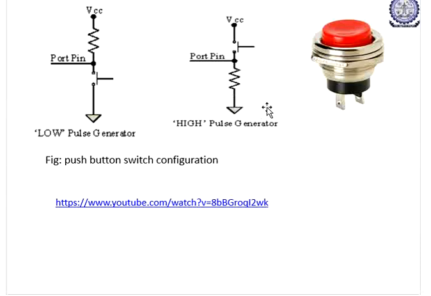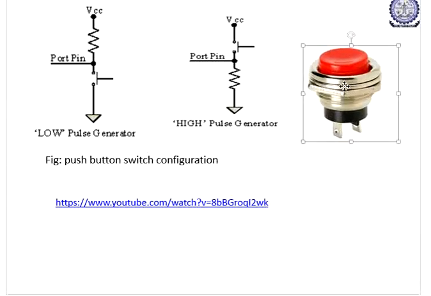So in the push to make and push to break configurations of the switches, whenever it is low, it will be activated, and whenever the pulse is high, it will be activated. So that's what we are calling low pulse generated and high pulse generated. This is the general diagram of the switch here. Whenever it is pushed, it will make the contact.